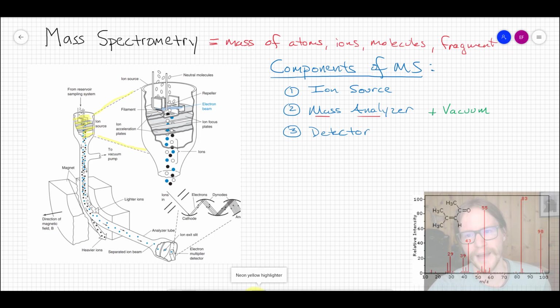So the vast majority of mass spectrometers out there utilize a mixture of magnetic and electric fields to preferentially sort or filter certain atoms or ions or molecules or fragments of those, but they have to be charged in order for the mass analyzer to work, which means that if we have neutral molecules coming into the system, which is what we have here, these little oblong shapes, they have to get into an ion form.